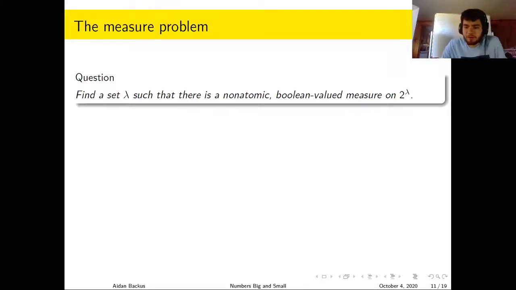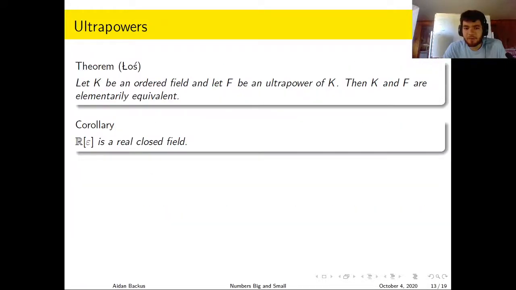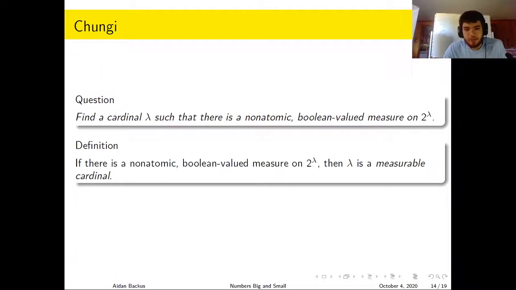But let's just go nuts and try to come up with an example when lambda is a cardinal. Okay, so if there's a non-atomic Boolean valued measure, not finitely additive measure, but actually countably additive, on 2 to the lambda, we call lambda a measurable cardinal. Okay, so here we're going to do something brave and say, well, what if measurable cardinals exist?